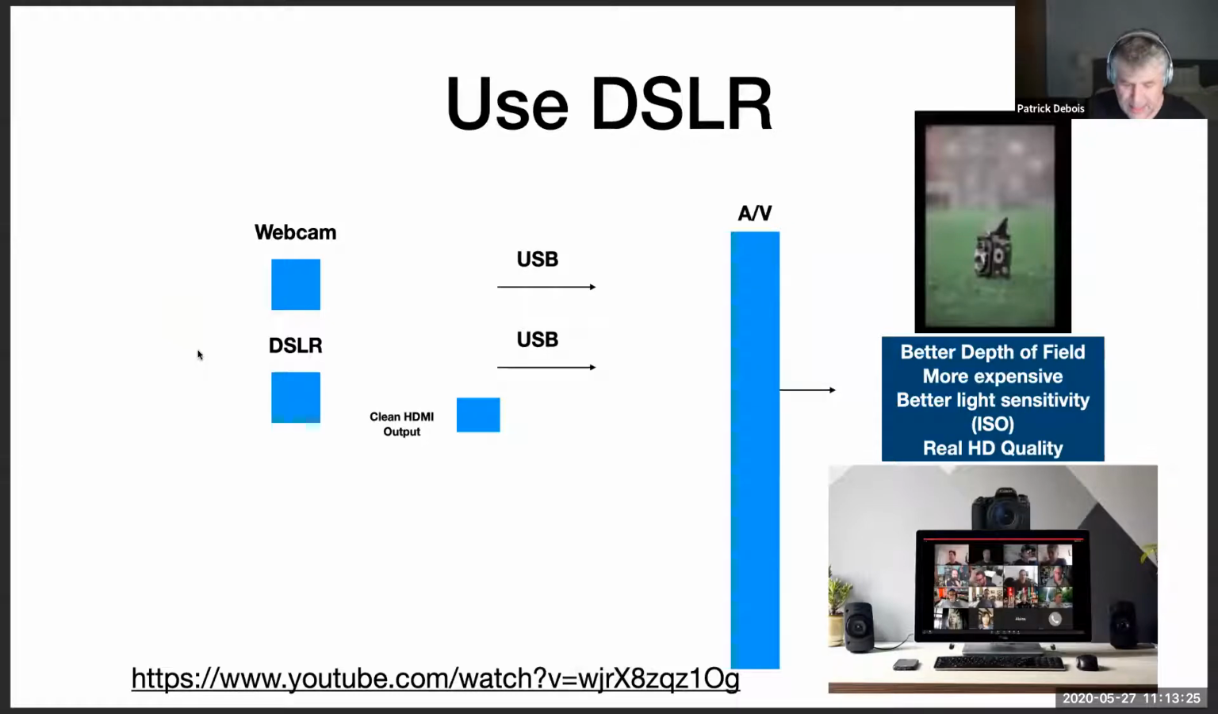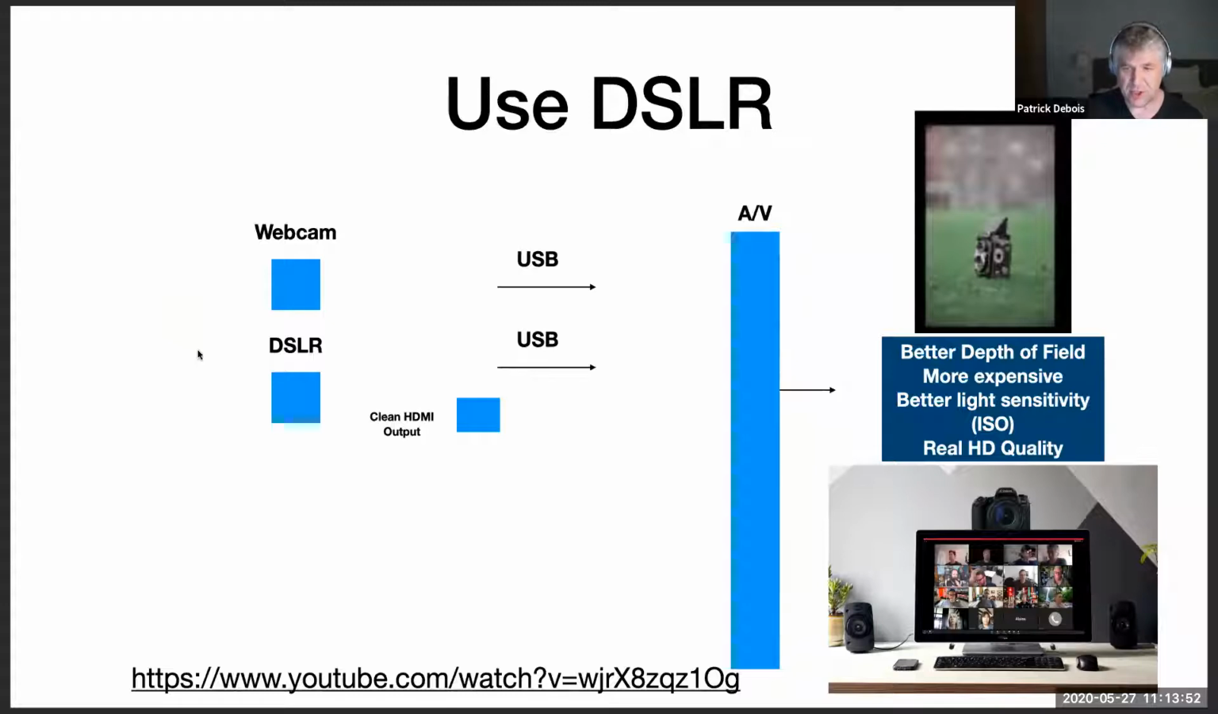But if you want to level up your game, what I'm using right now is a DSLR camera. Maybe you have a DSLR camera handy and you just connect it. But there's a couple of gotchas before doing it. The sensors are better, so the quality of the image will be way better in bad lighting. So that's good.